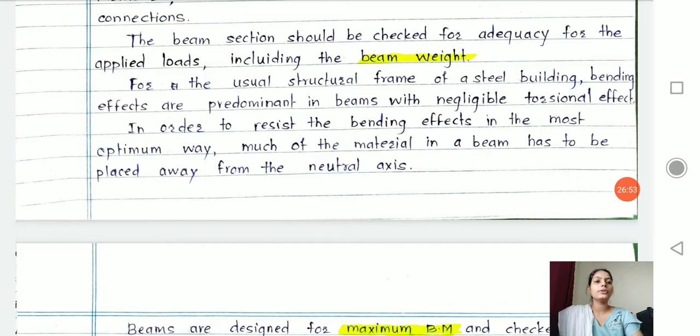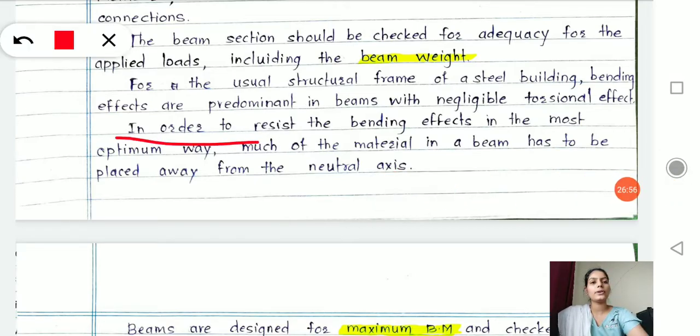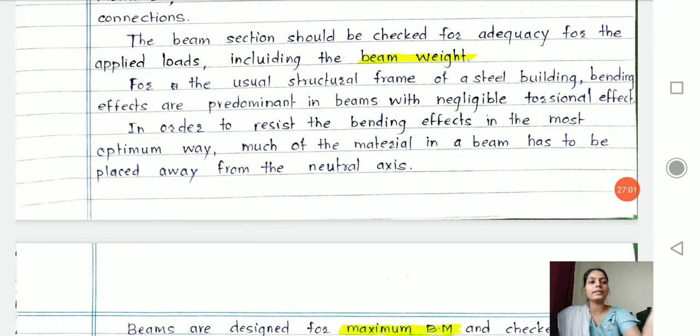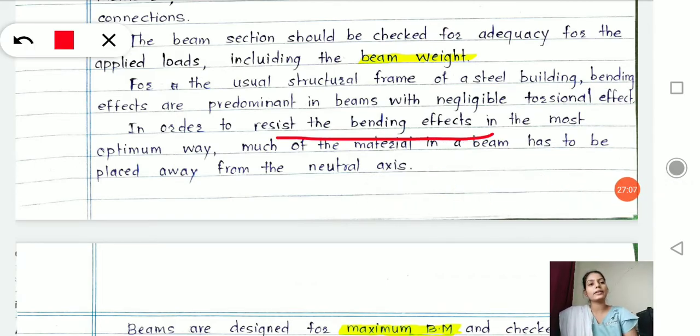Next, in order to resist the bending effects in the most optimum way: if I want to tackle these bending effects, which will be the optimum, effective way? How will we do that? Much of the material in a beam has to be placed away from the neutral axis. In order to resist the bending effects in the most optimum way, much of the material has to be placed away from it.